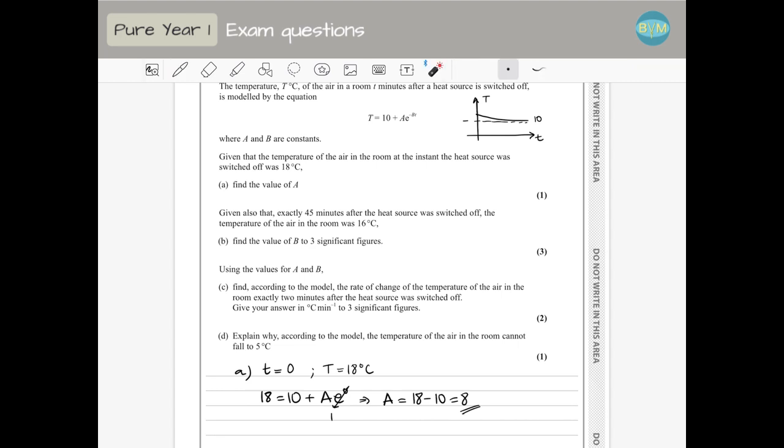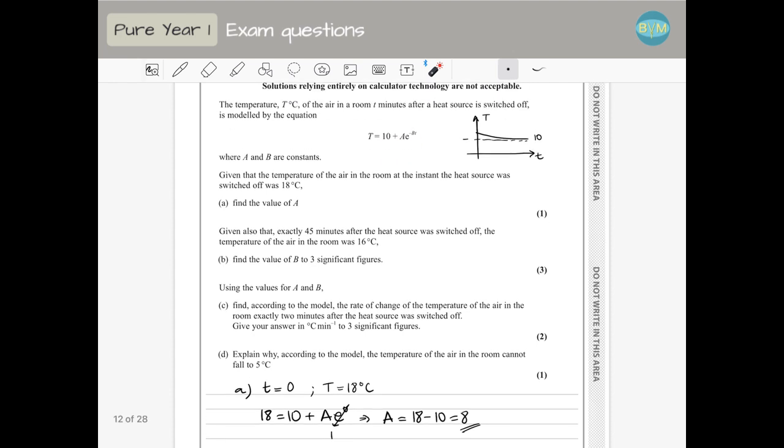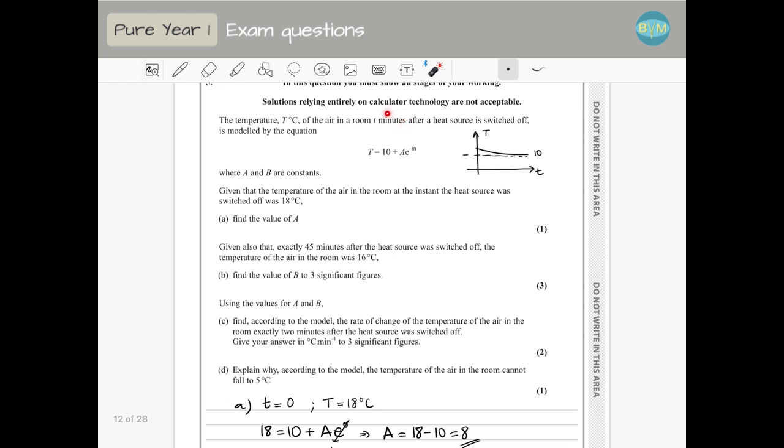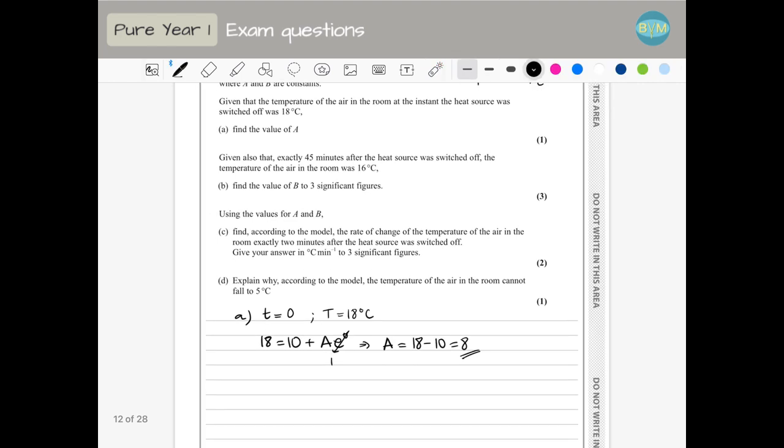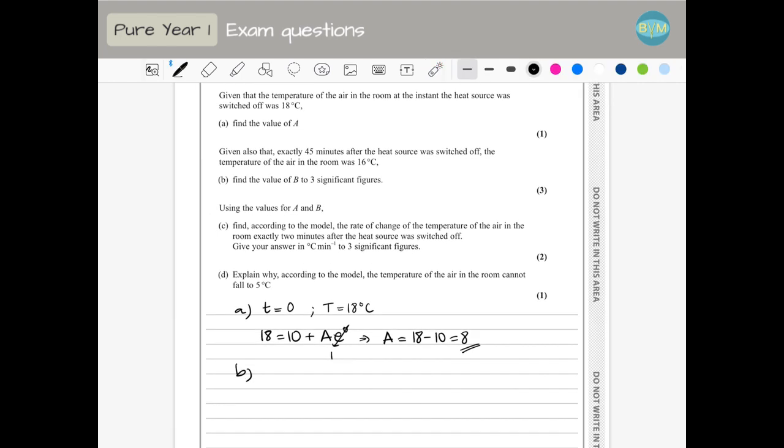Then, given also that exactly 45 minutes after the heat source is switched off, the temperature is 16 degrees, we have to find B. Now we know A, so we have only one unknown. We are going to substitute again here and find B. Be careful, because it is typical that they give you the time in minutes, for example, here, and then say an hour. So be careful to substitute 60, not 1. Be aware of the units. They are usually something that they change. So t is 45 minutes, and the temperature is 16 degrees.